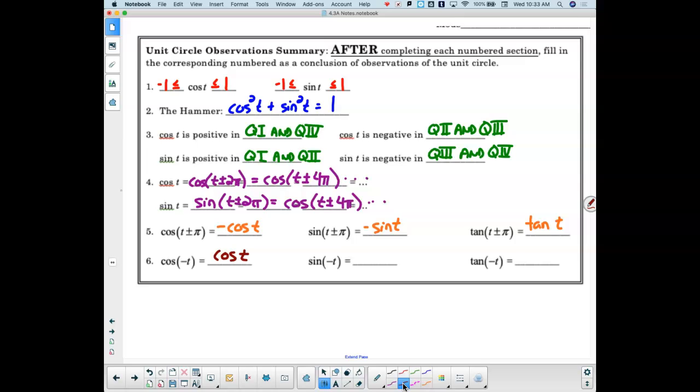Sine is going to be negated. It's going to be the opposite because you're going the opposite direction. So that changes your sine value. Which then would change your tangent, because tangent would be sine divided by cosine. So if we've got negative sine, tangent then is also going to be opposite.